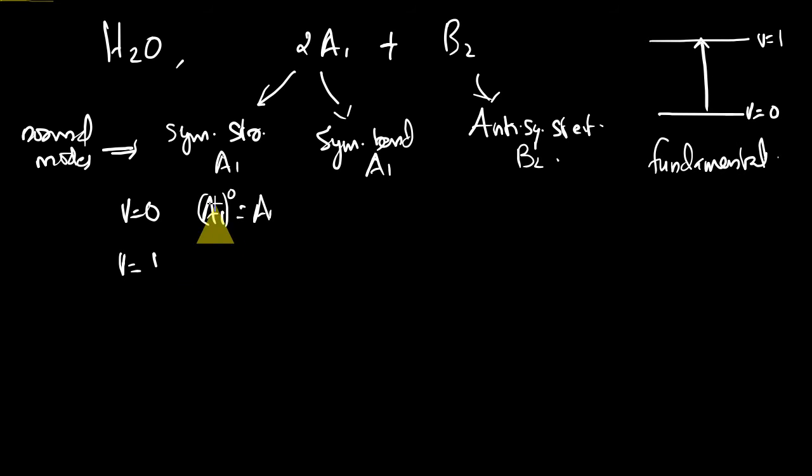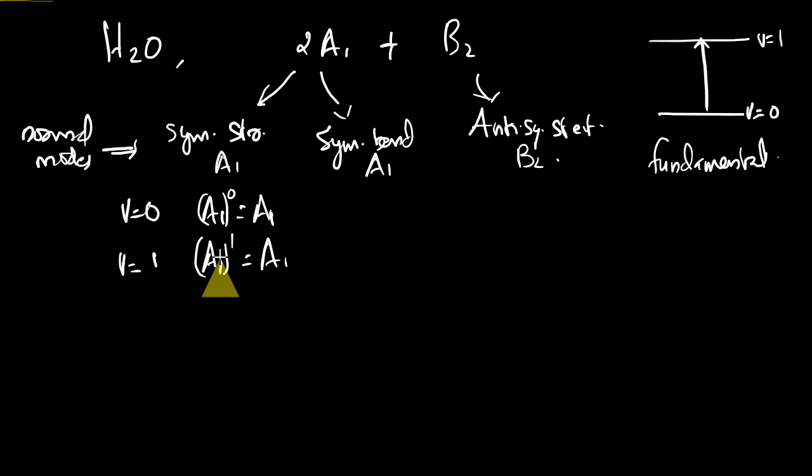And when it is exciting to the V is equal to 1 state, then its symmetry species is A1 raised to 1. A1 raised to 1 is also equal to A1. So why is A1 raised to 0 equal to 1? Because anything raised to 0 is equal to 1. So it will be 1, 1, 1, 1, right, in the character table.